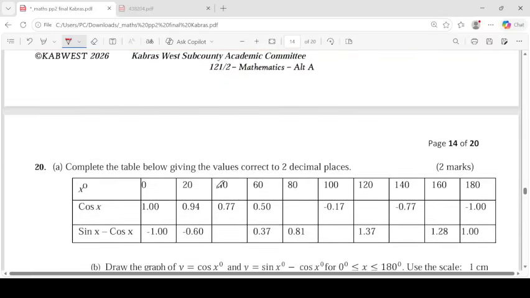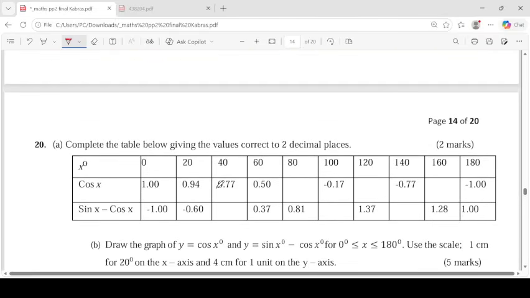Let us go now to question number 20. Complete the table below, giving the values correct to 2 decimal places. This one you don't have to struggle because you know how to key in a calculator. But one thing to emphasize, the question is very strict. Leave your answers to 2 decimal places. So let us see cos x when x is 80. The cos of 80 will be 0.17. Cos 160, negative 0.94.